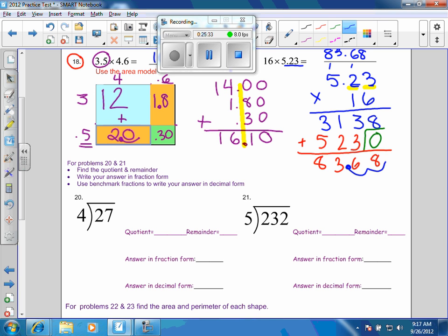Sammy. Last time, on problem number 19, I got totally different answers, but then I got the same ending answer. That's okay because you set it up in the reverse order, right? So if you did what Sammy did and you put the 16 on the top and the 5.23 on the bottom, your numbers here are going to look different, but in the end you should still get the same answer. That's okay. Okay, we're going to go to the bottom of the page.